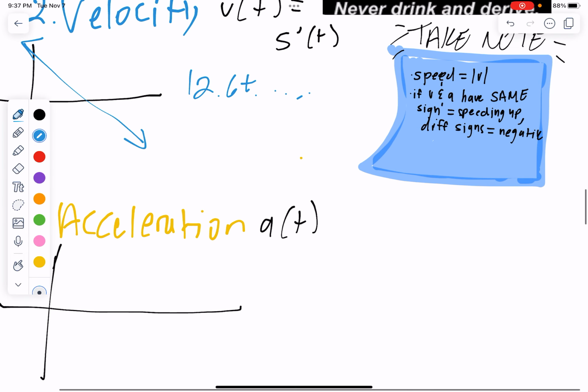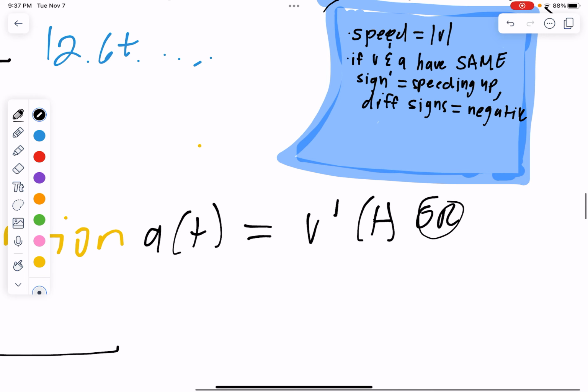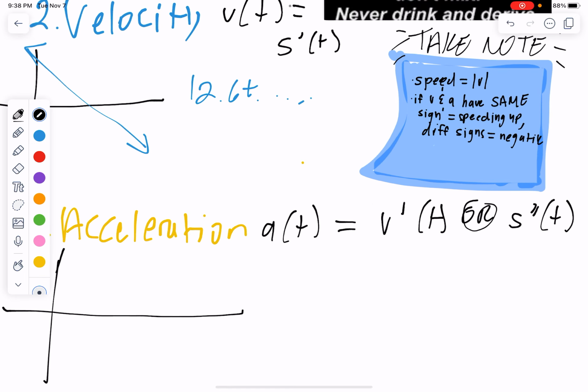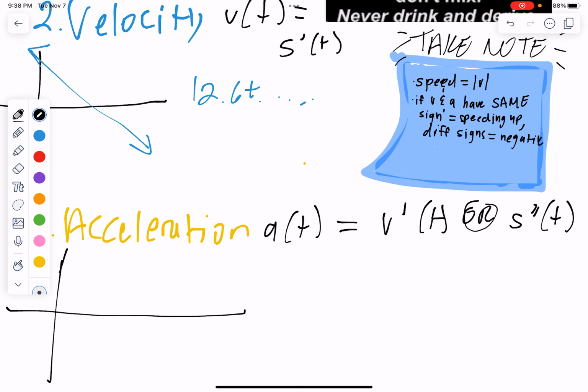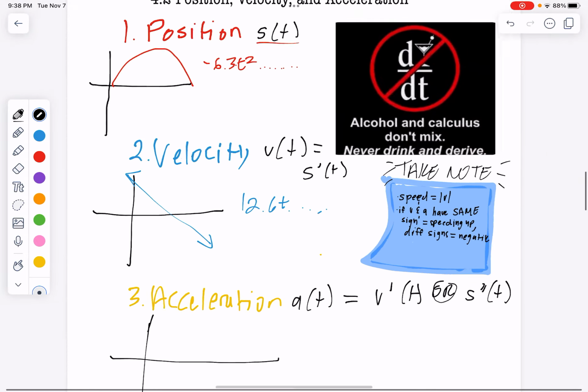And acceleration, which is even better, is the derivative of velocity, or you can think about it as the second derivative of position of t. All right, guys, which is pretty cool. And speed is just the absolute value of velocity, because you can't have a negative speed. It just sadly doesn't work like that.